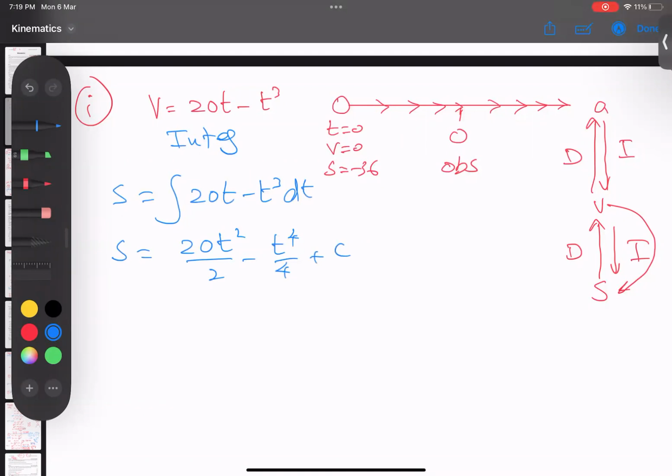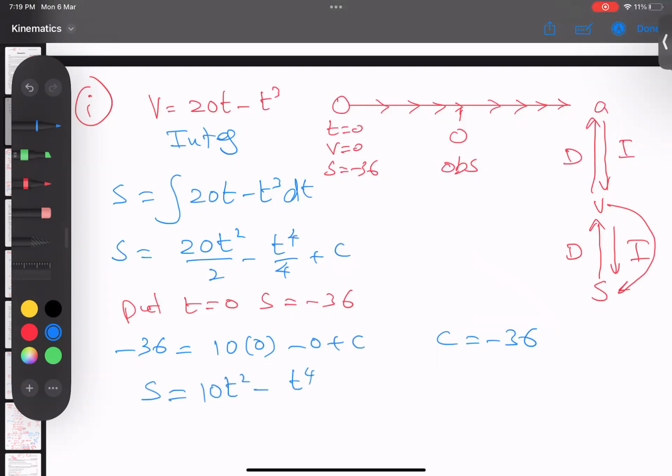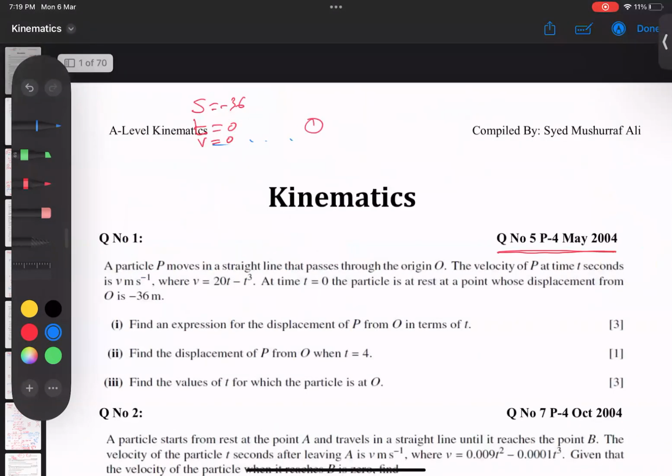Now I will plug in this data. Put time t equal to 0 and S equal to minus 36. When I place these values here, this is 10 times 0 minus 0 plus c. So c becomes minus 36. Putting this back, I got displacement is 10t to the power 2 minus t to the power 4 over 4, minus 36. So I got the expression for displacement that he was asking for.